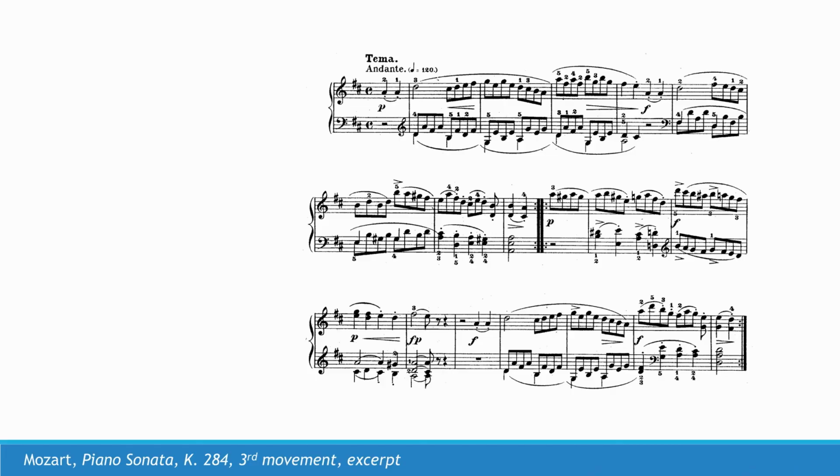Let's start by listening to the Mozart Piano Sonata K284, third movement. And I want you to think about, as you're listening, where do you think there might be A and B sections?